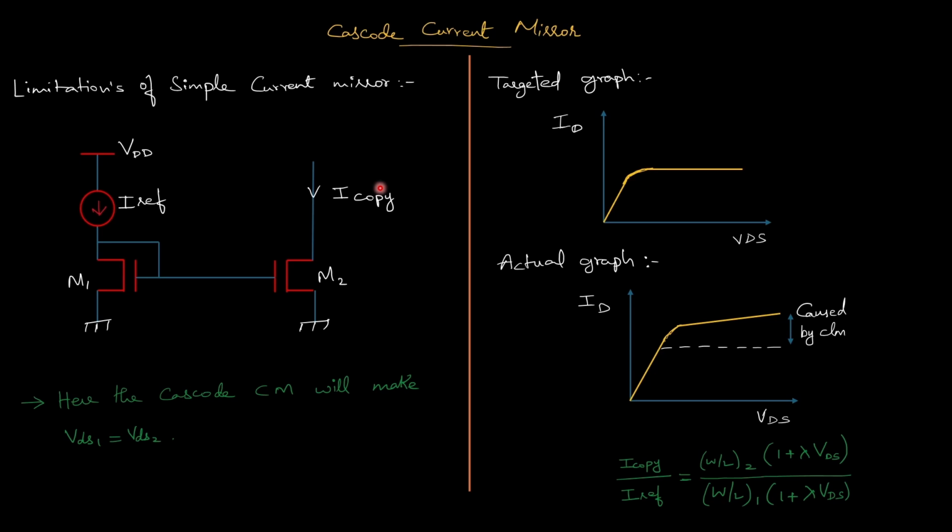In our previous video, we learned how a simple current mirror works, how to design it, and how to scale currents using transistor sizing. But we also observed an important problem. The copied current was not perfectly constant. As the output voltage changed, the copied current changed slightly due to the channel length modulation.